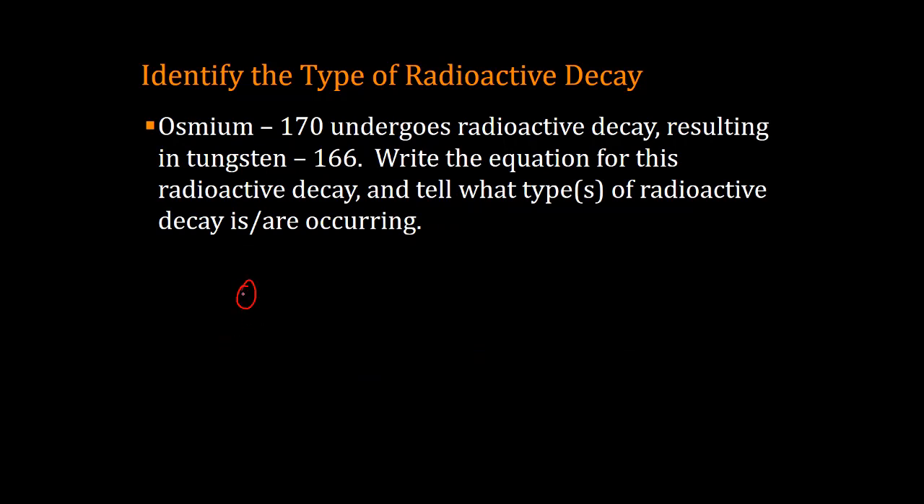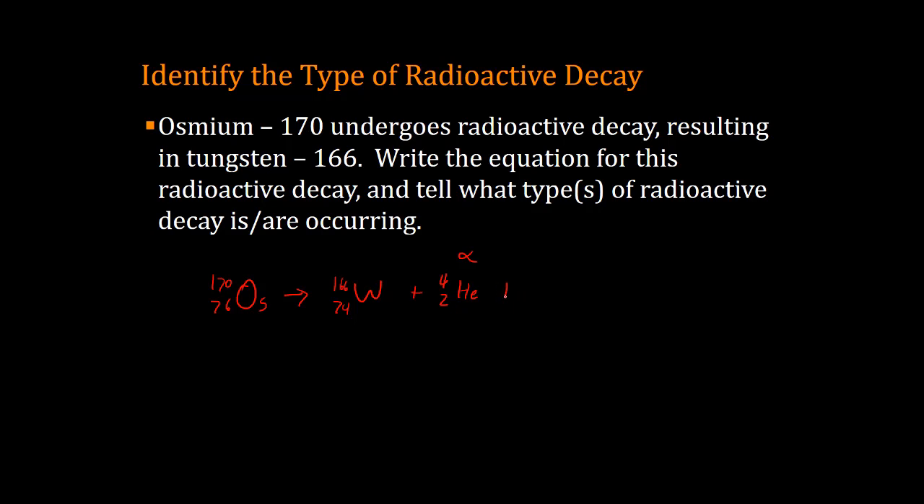Another one, osmium-170. We find osmium on the periodic table, and we see that osmium has 76 protons. It is 170 for a mass number. It undergoes radioactive decay, resulting in tungsten. Tungsten's fun because its symbol is W, from the German for Wolfram, 166. And we look up tungsten, we see it's got 74 protons. Well, right away we can see the mass number change. It's got to be an alpha decay. We need 4 up here, and 2 plus 74. This is helium, that's an alpha particle.